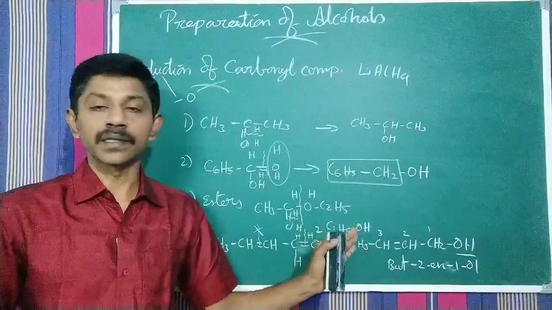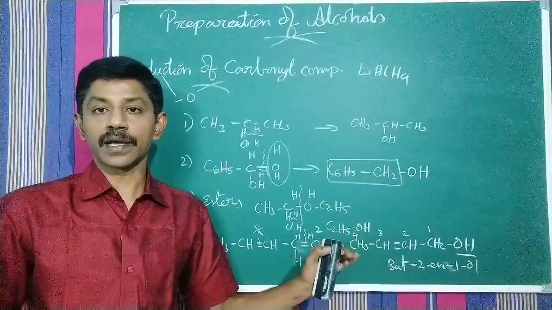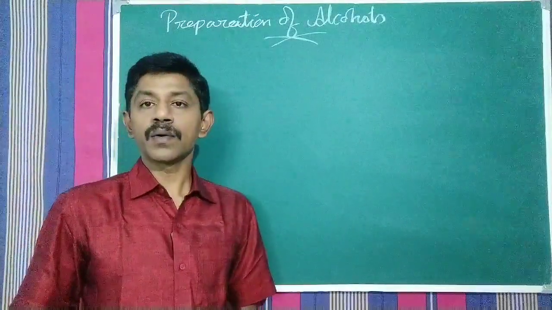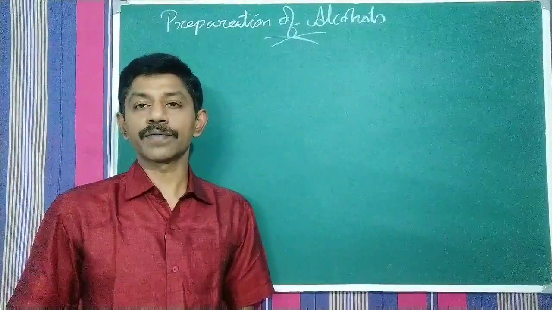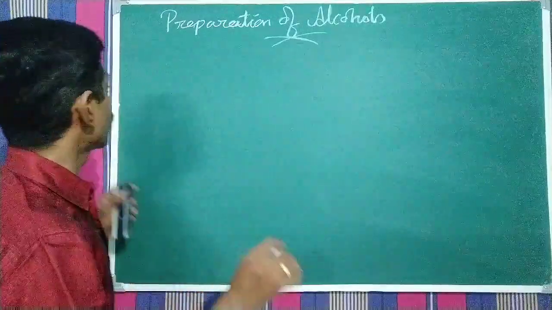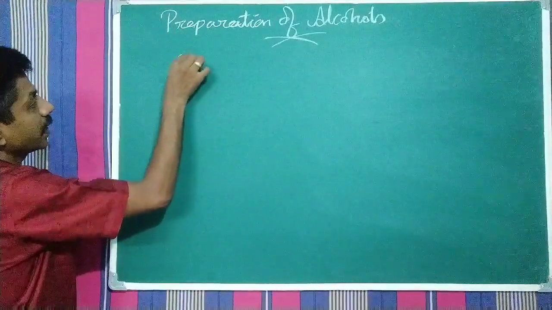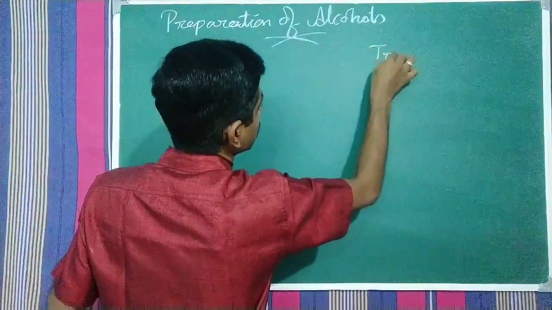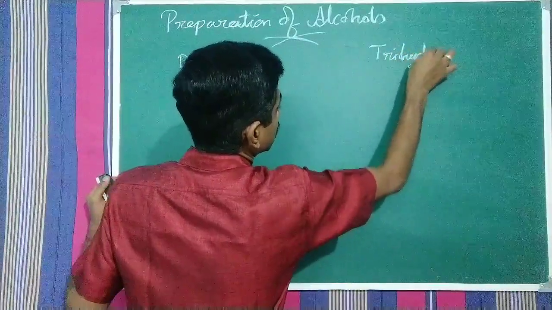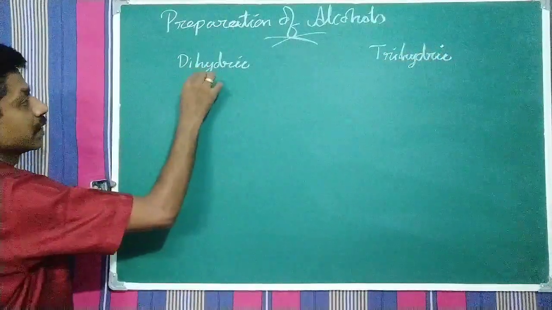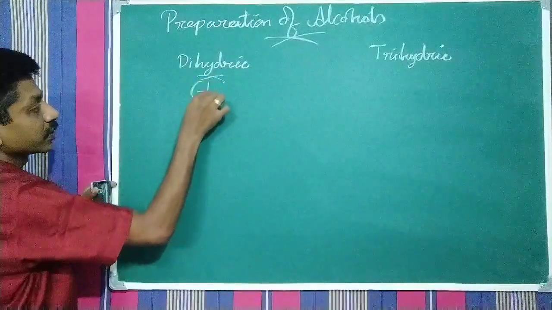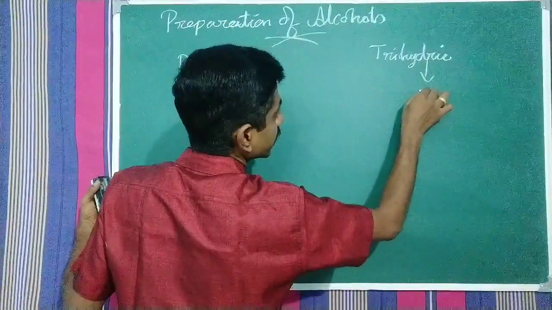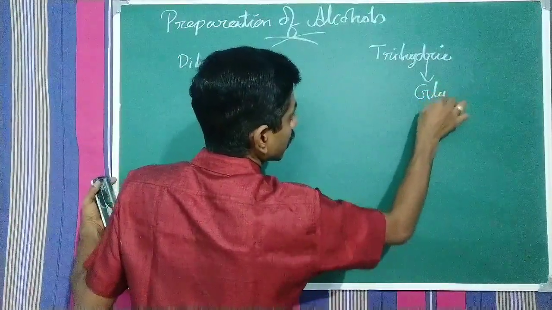Till now we learned the preparation of monohydric alcohols. Now let us talk about dihydric and trihydric alcohols. Most familiar names only. In dihydric alcohol, we are going to talk about the preparation of glycol. And in trihydric, we are going to discuss glycerol.